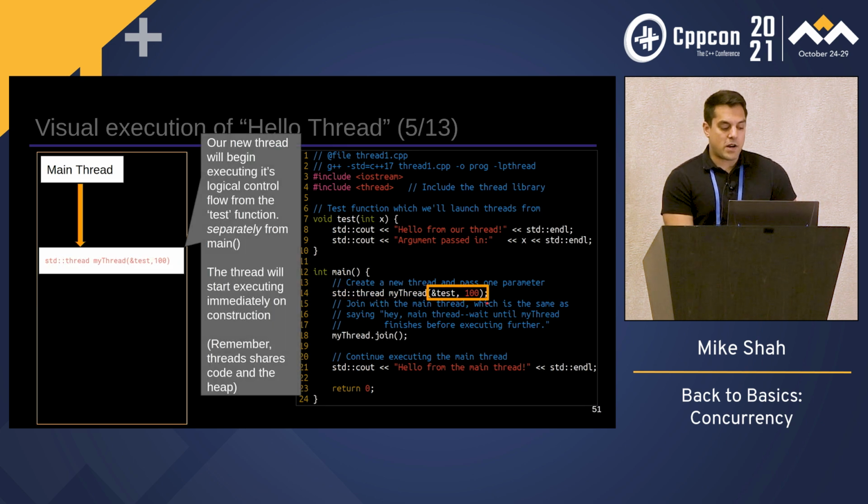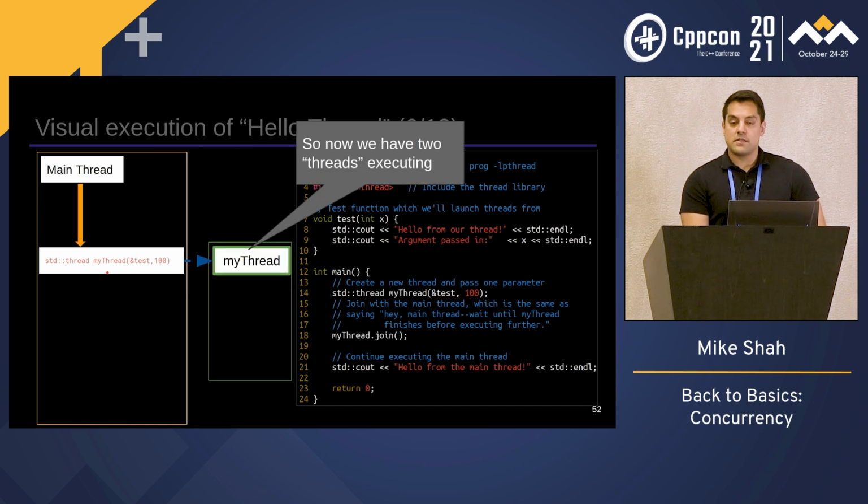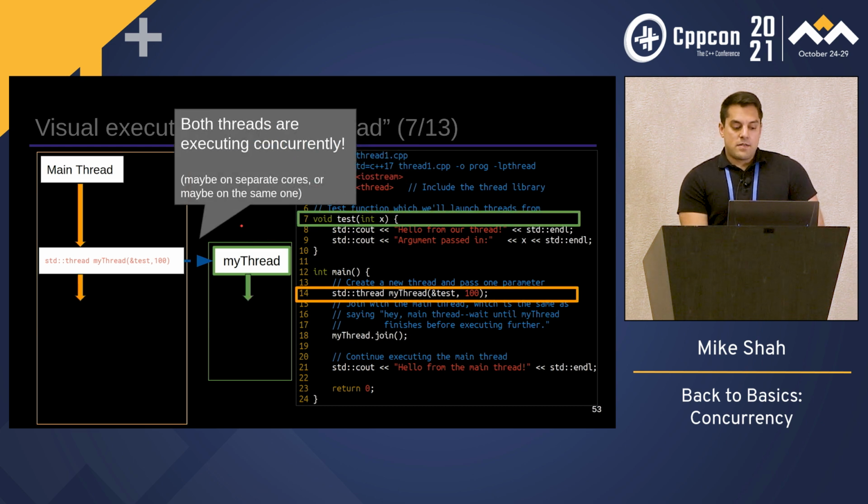Okay, so here we are. We're about to begin our new thread. It'll start executing as soon as the construction finishes here. So again, it's its own logical flow of execution, mythread. And then at this point, both of our threads are executing concurrently. So we've made it this far. We've written our first concurrent program in this sense.